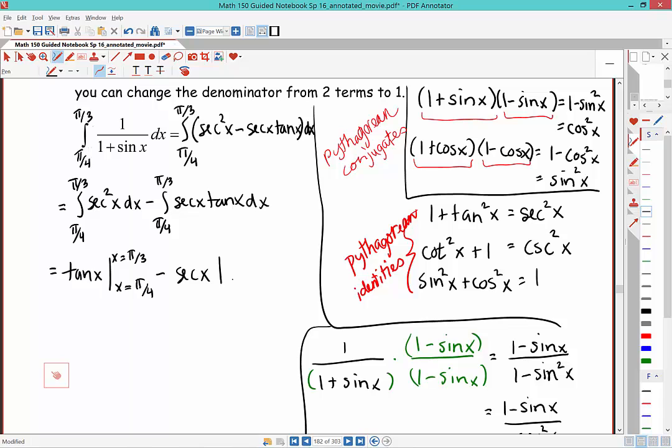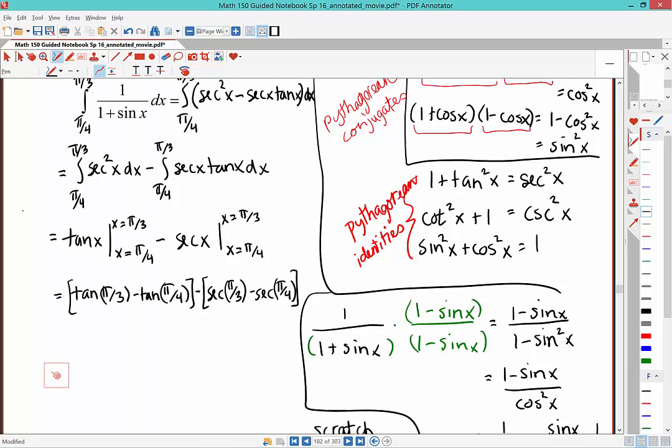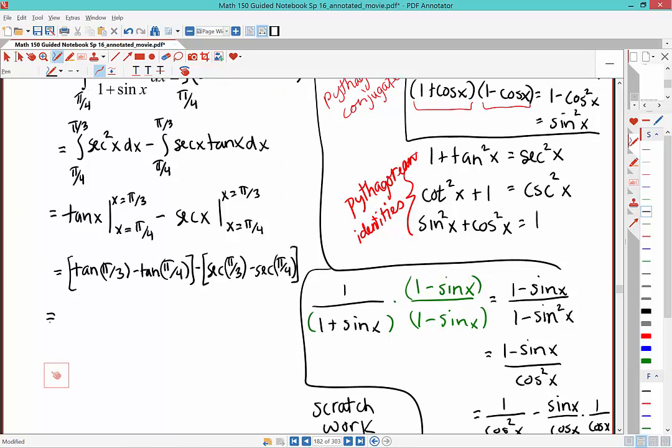So this is going to give us tangent at pi over 3 minus tangent at pi over 4. So that's that first integral. And then minus secant at pi over 3 minus secant at pi over 4. That's our second integral. Okay, so the tangent at pi over 3, let's see, sine at pi over 3 is root 3 over 2. So we'll end up with root 3. Tangent at pi over 4 is 1.